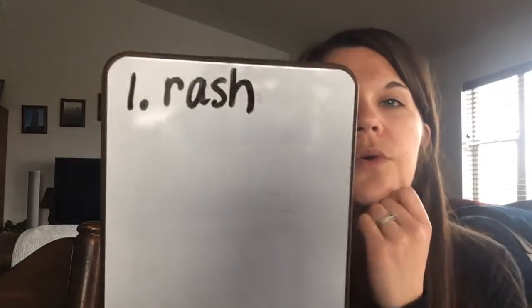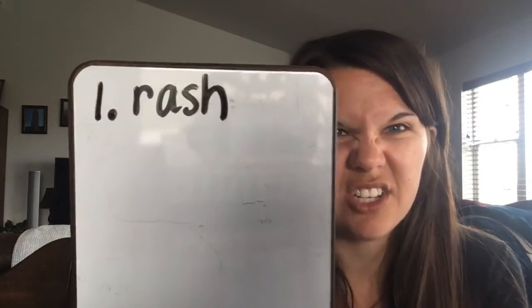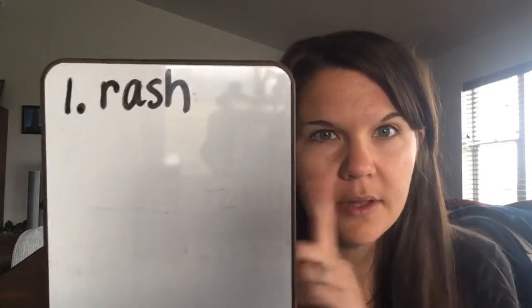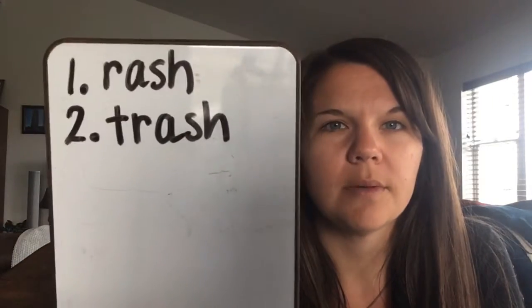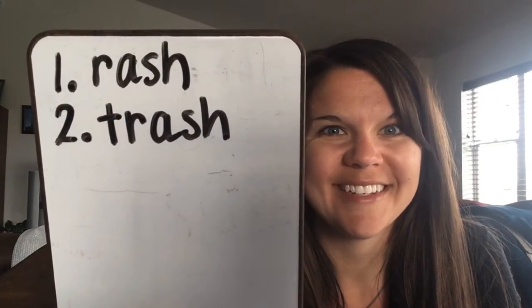So, number 1 has an R at the front. So if we put R and then A-S-H, we get rash. Rash, like you have an itchy rash. Okay, that's number 1. Number 2, if we take out ASH, we get TR at the start, and that's trash. Like you have to take out the garbage, take out the trash.